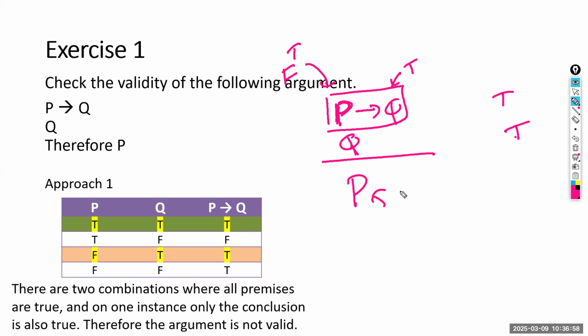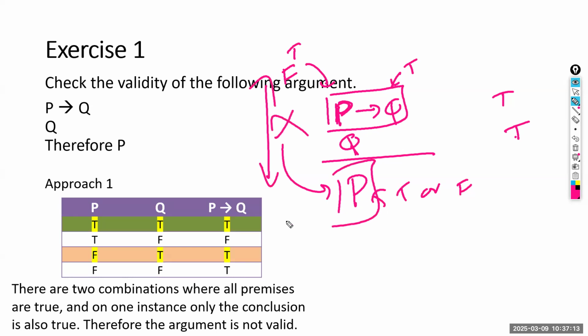So that means your conclusion may happen or may not happen. If your conclusion may or may not happen, that is not an argument. So therefore your argument is not valid. Because this can happen or this cannot happen. Two possibilities are there. So therefore this is not a valid argument.